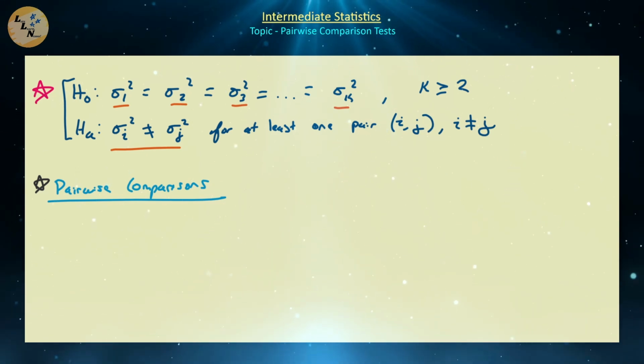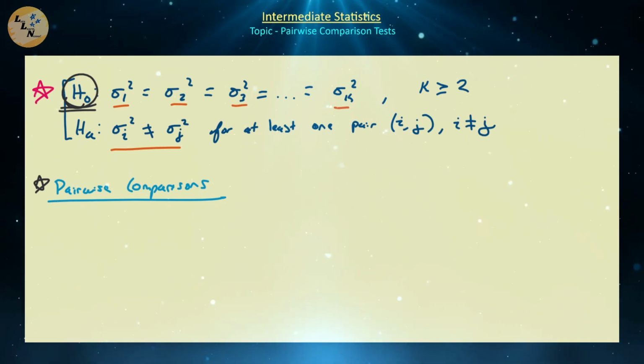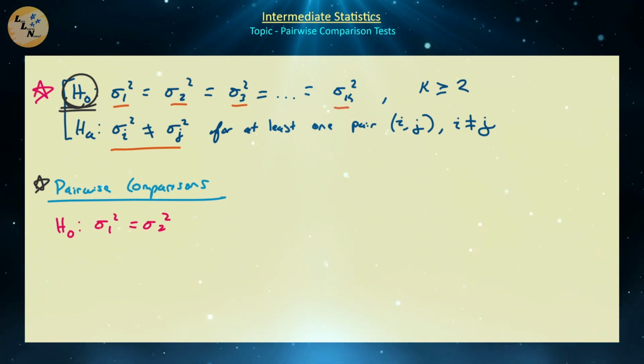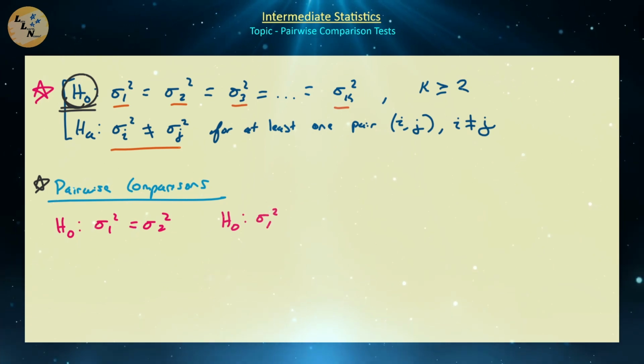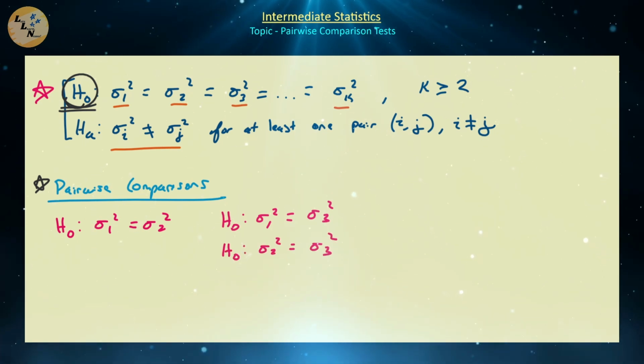Without actually introducing any new mathematical tricks, what we can do is what we call pairwise comparisons for all of these k population variances. So we can re-represent this grand null hypothesis into some sub-sample null hypotheses. For example, we can test sigma 1 squared is equal to sigma 2 squared with an F-test. We could also test sigma 1 squared is equal to sigma 3 squared with an F-test. We could also test sigma 2 squared is equal to sigma 3 squared with an F-test.